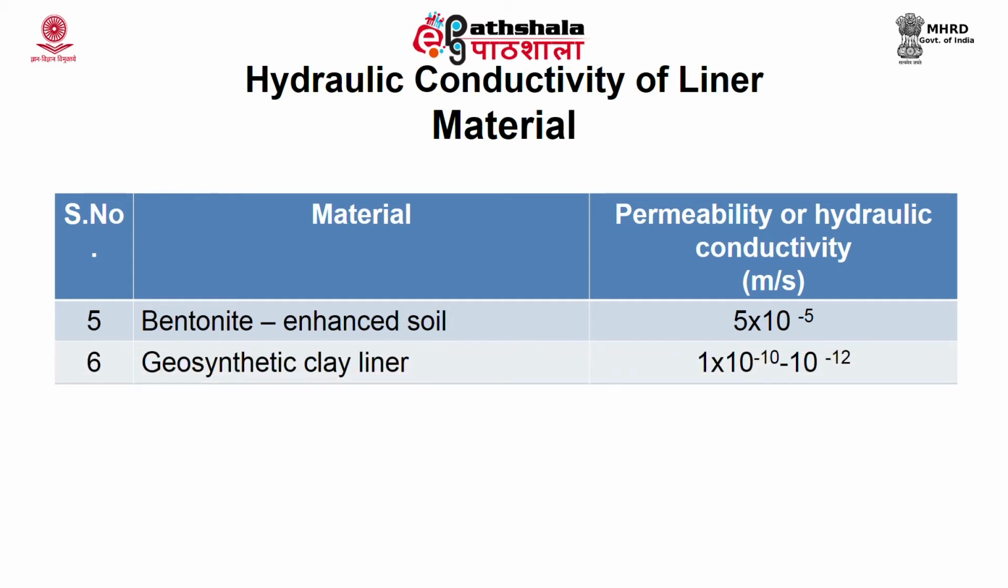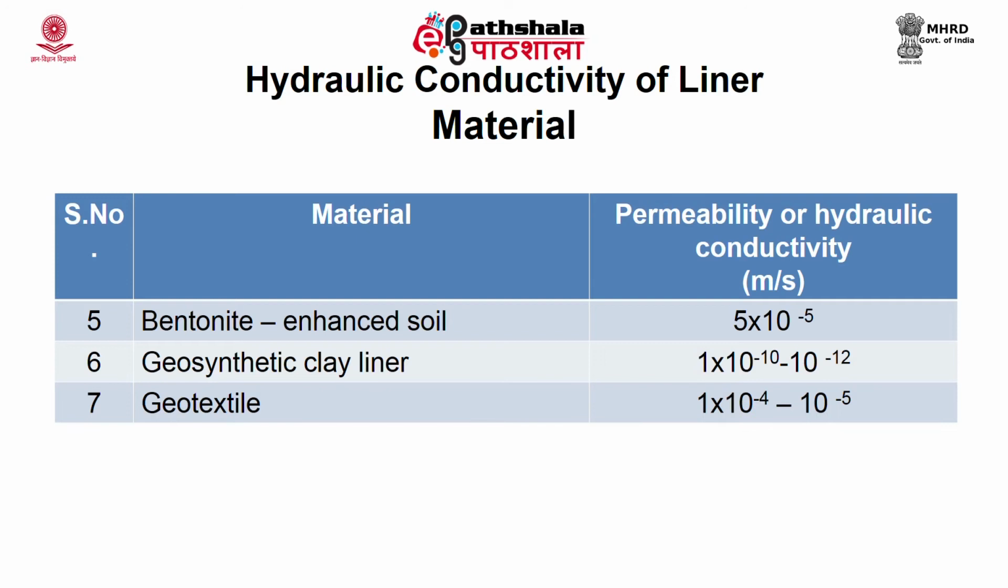The geosynthetic clay liner is a combination of a natural clay and a synthetic polymer. So, this will have a permeability in the range of 1 into 10 to the power of minus 10 to 10 to the power of minus 12. Geotextile and geonet are synthetic liners, and they have permeability in the range of 1 into 10 to the power of minus 4 to minus 5 and 1 into 10 to the power of minus 1 respectively.